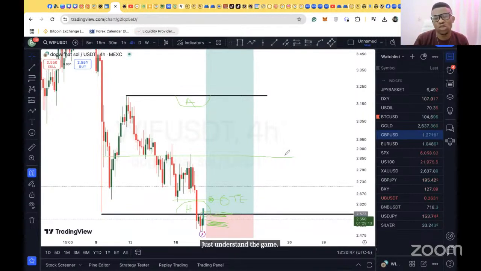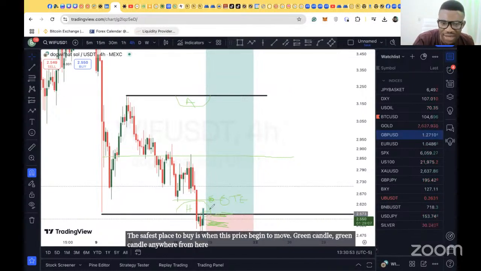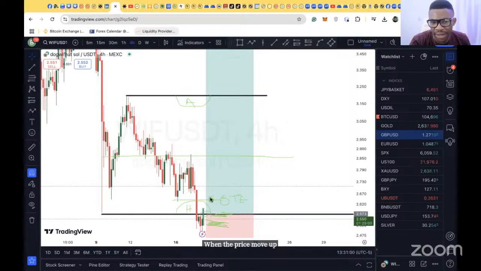The safest place to buy is when this price begins to move. Green candle, anywhere from here. Of course, after this green candle, we are good to go. We can enter a buy. When the price moves up, we can still load more buys. It goes all the way up and down, we don't care. We'll hold it until we get to the middle.